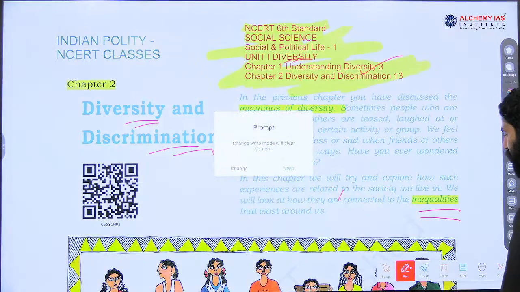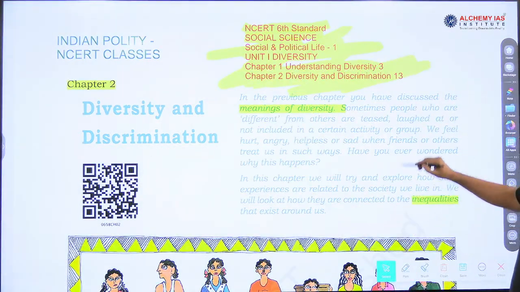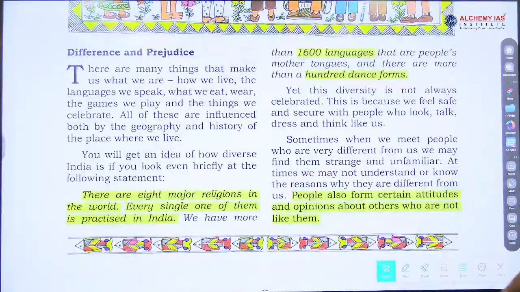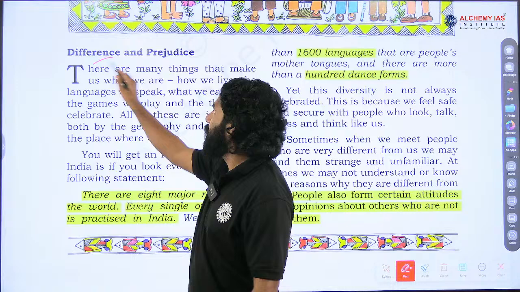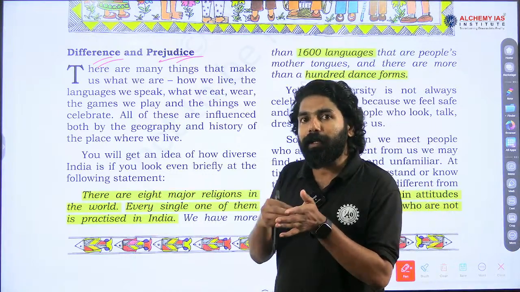Now we will start with the first area. Moving on to the first topic covered under this chapter, that is prejudices. The chapter starts by explaining a concept. What exactly do we mean by prejudices?